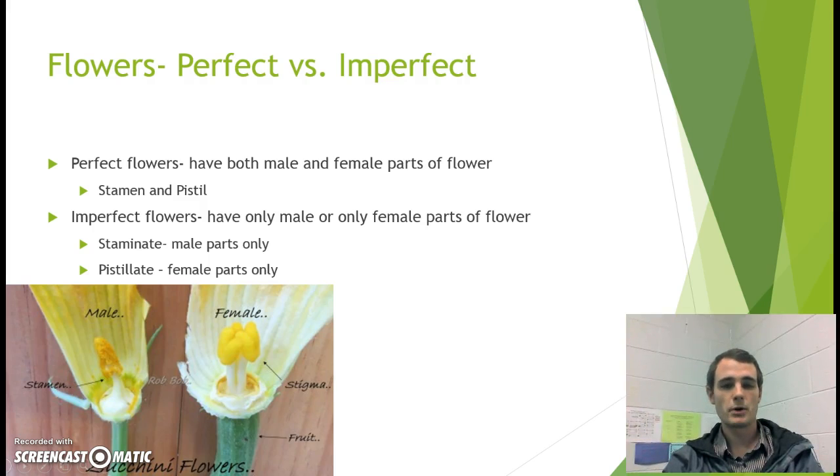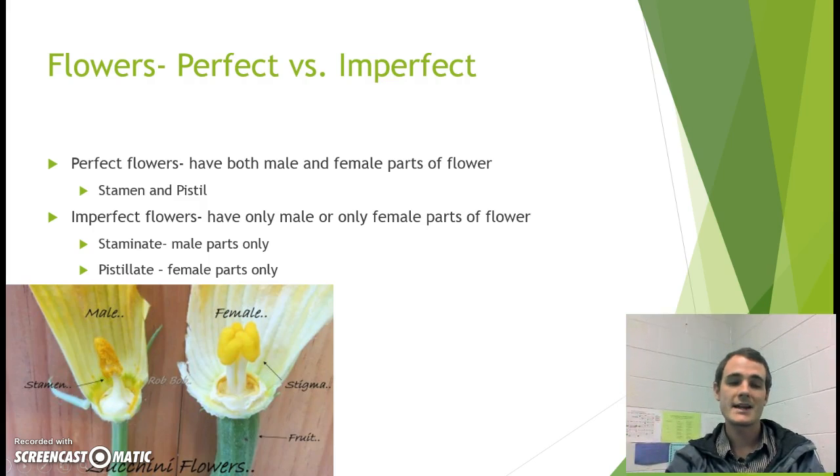Perfect versus imperfect flowers. Perfect flowers have both male and female parts. It has both stamen and pistil. And imperfect flowers only have male or only have female parts. So a flower with only male parts is going to be called staminate. Think of the stamen, that's the male part of the flower. That's the reason it's called stamen. It only has male parts.